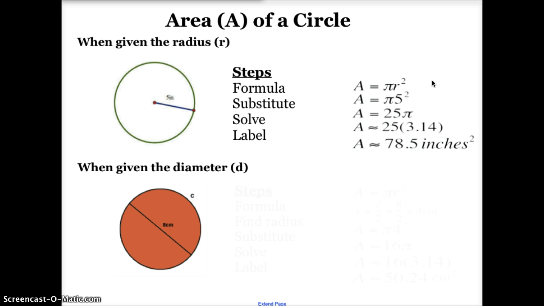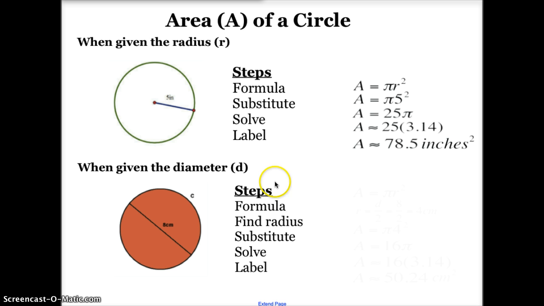Let's look at how I do this if I'm given the diameter. The steps are almost the same, but just a little bit of tweaking has to be done in order to do this problem. As you notice, the only tweaking I've done is I've added a step of finding the radius. Before I can substitute, I need to make sure I know what the radius is so I can substitute that into the equation. Let's see how it works.